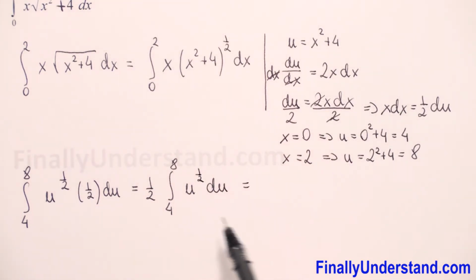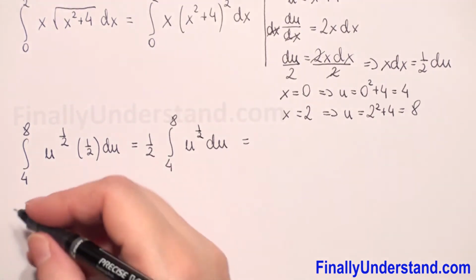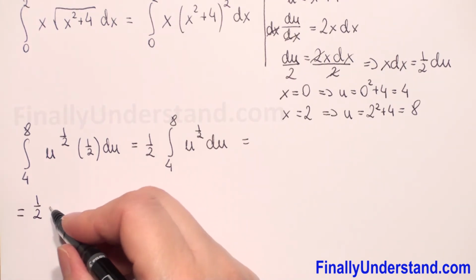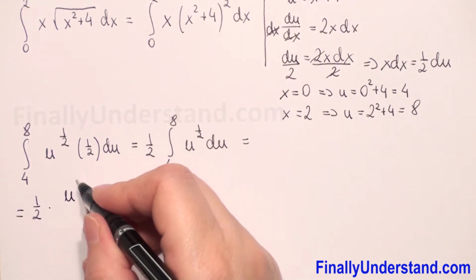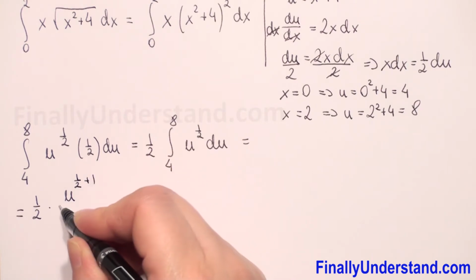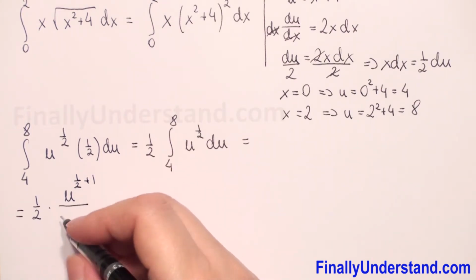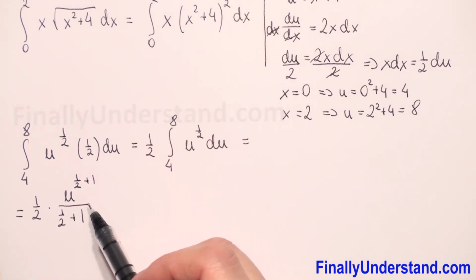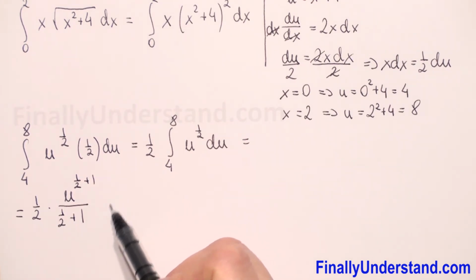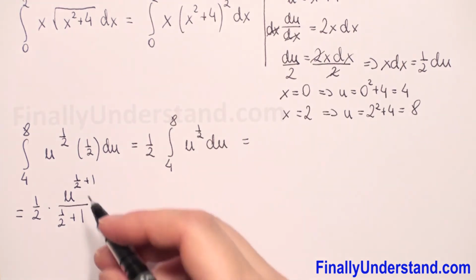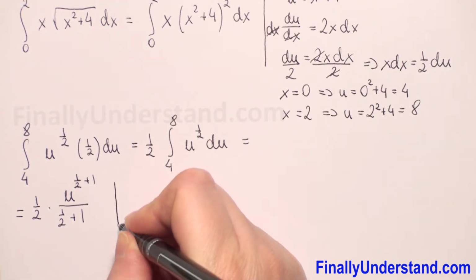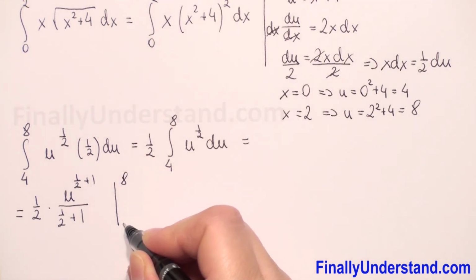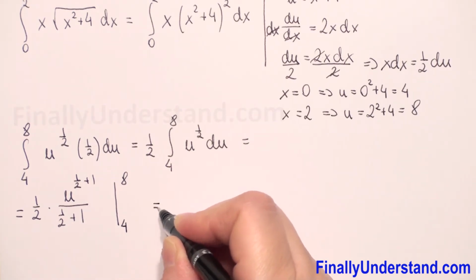We have to find integral of power function. So let me copy 1/2 first, and we have times u to power 1/2 plus 1 over, the numerator is always the same like the exponent, so 1/2 plus 1. Next, when we do indefinite integral, we have to put plus constant, but here we have definite integral, so we have to put vertical bar, and on the top we have upper limit 8, on the bottom we have lower limit is 4. This is equal.